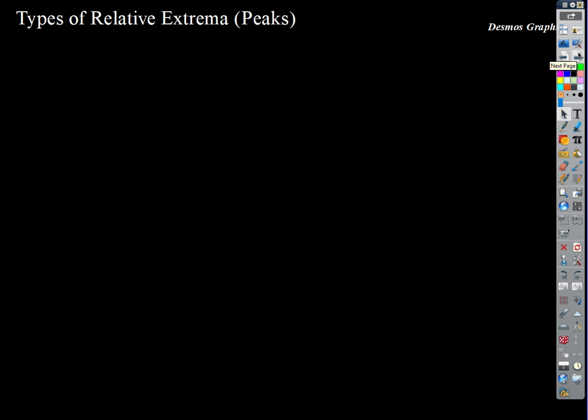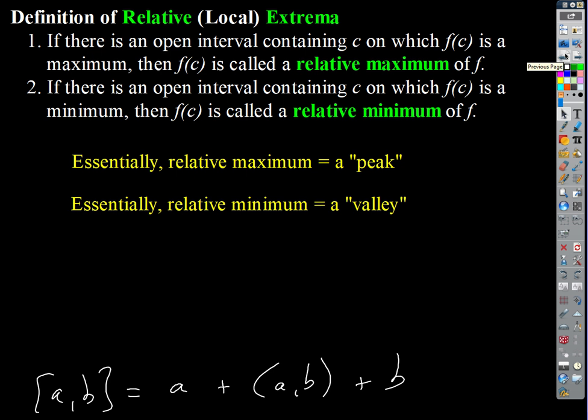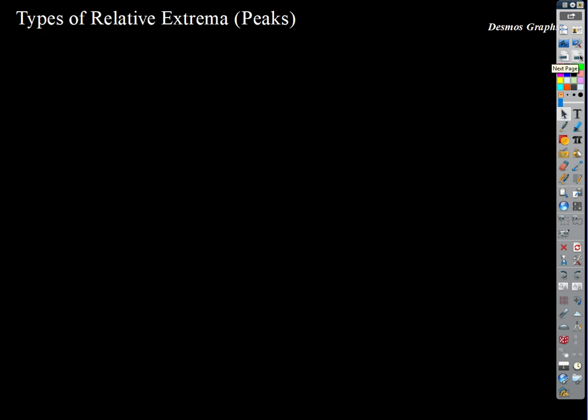Okay, so let's talk about the types of relative extrema. So we're looking for peaks and valleys. Right there? That one right there? Yeah. Okay, types of relative extrema. So what about a function like this?